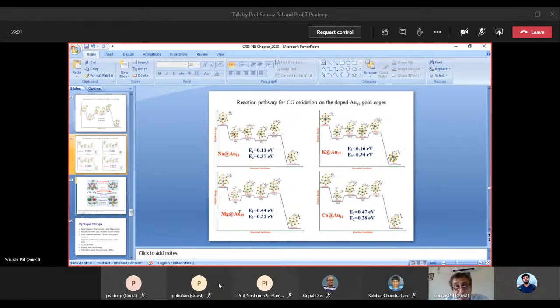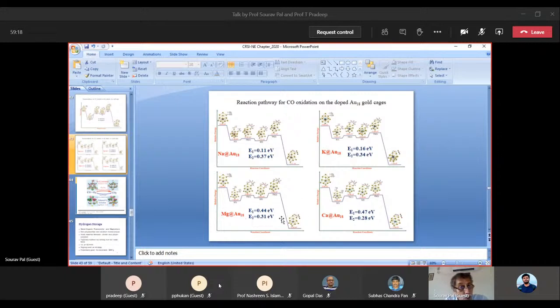You may not be able to put, but I think magnesium in Au18 may be more easy to put. Once again, this is not an experiment. This cluster, nobody has put magnesium. These are predictions by computer. And that is where computational chemistry is becoming very, very important.